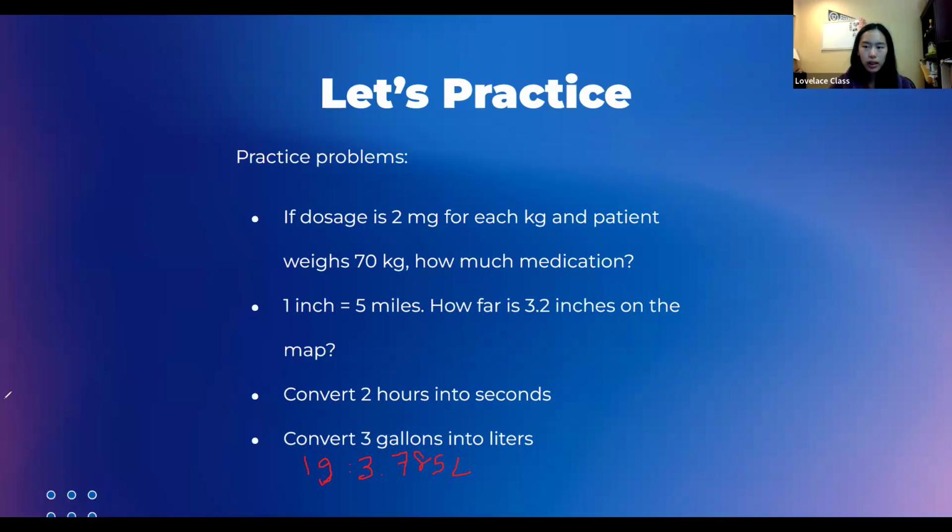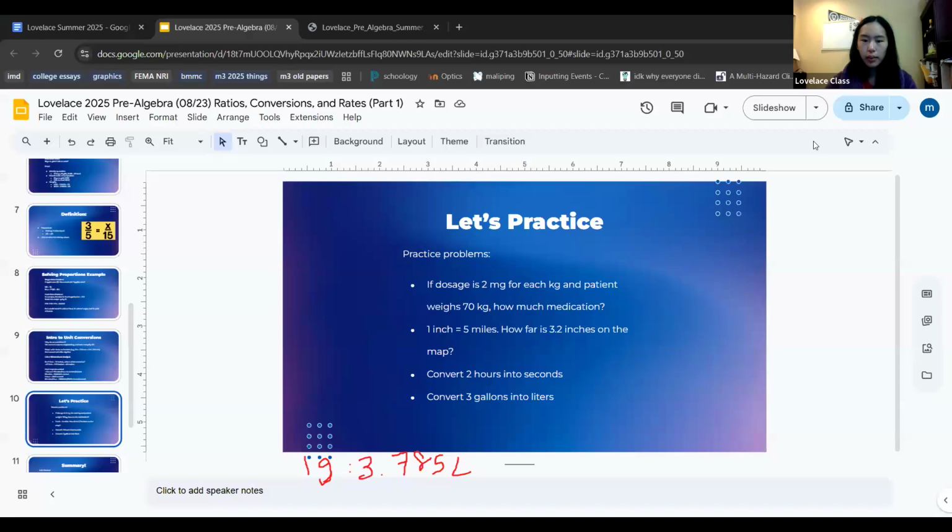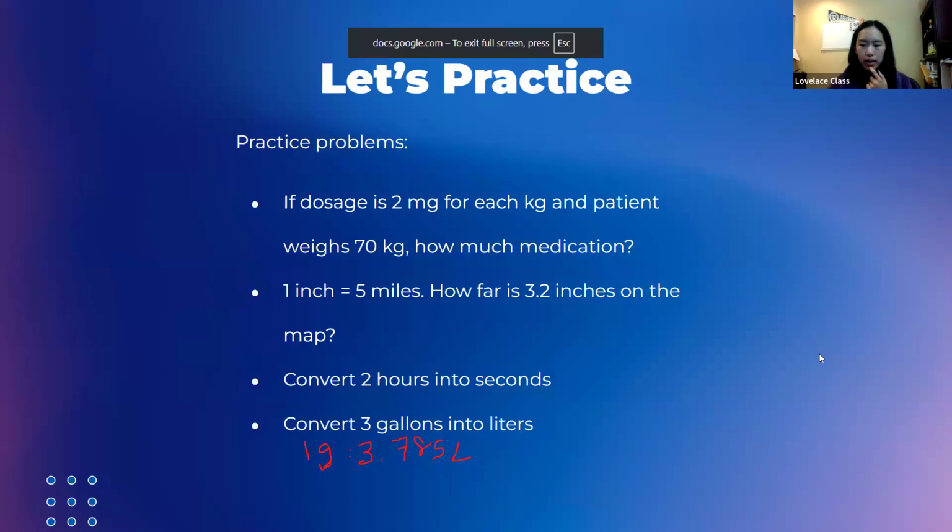Does anyone want to answer the last problem? Sorry, my Zoom is kind of frozen right now. I'm not sure what's wrong with it. But I had you as one of the people. Do you want to explain the last problem?